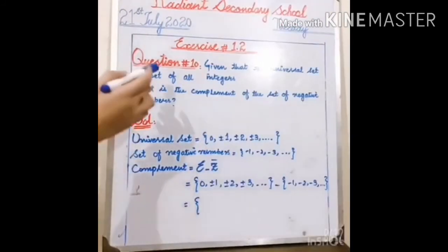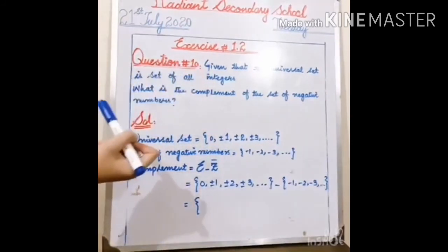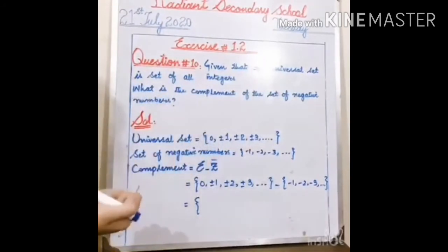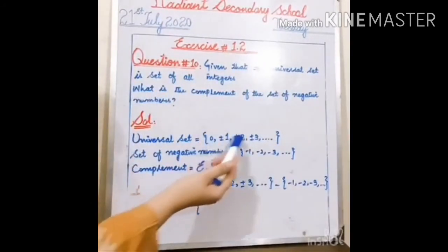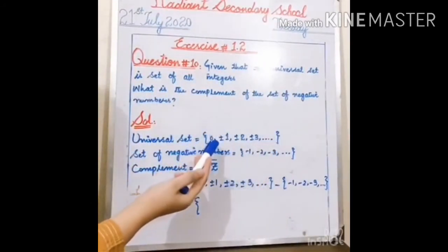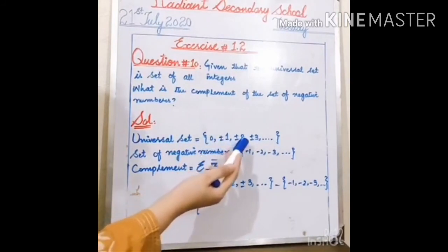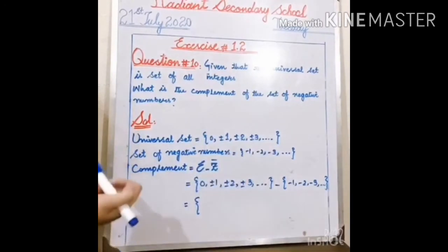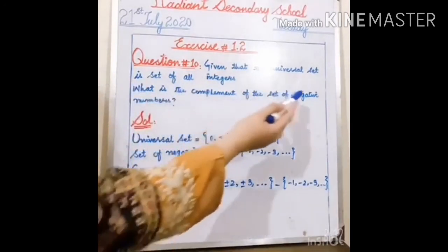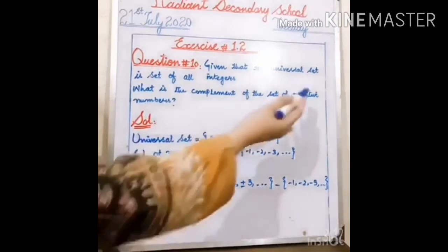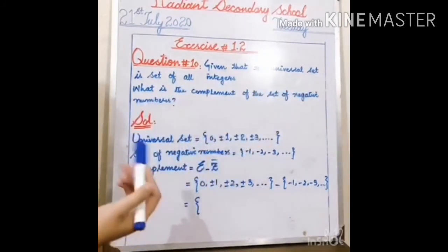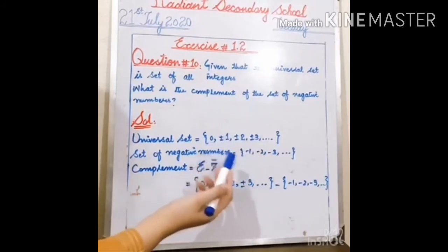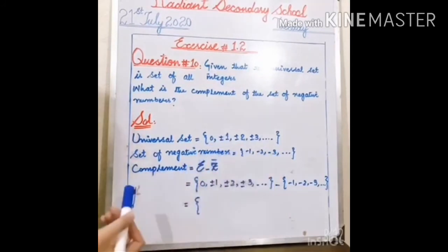Okay students, now we will do question number 10. In question number 10 he is saying that given that the universal set is the set of all the integers, and the set of integers is 0, plus minus 1, plus minus 2, plus minus 3 and so on. What is the complement of the set of negative numbers? Negative numbers means the negative integers. So the negative numbers in this set of integers are minus 1, minus 2, minus 3.